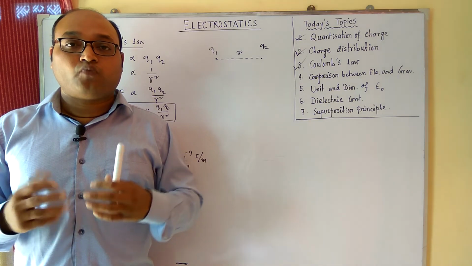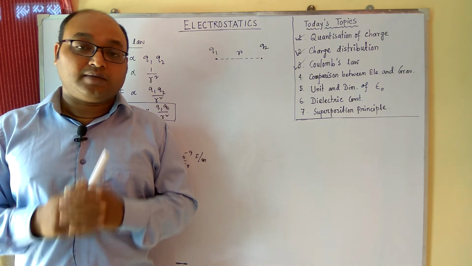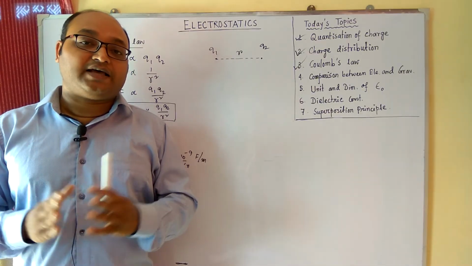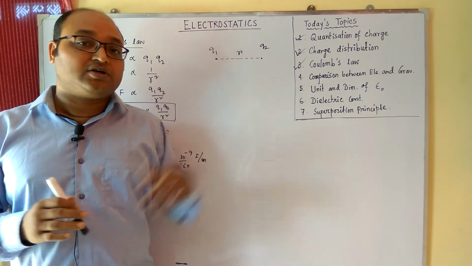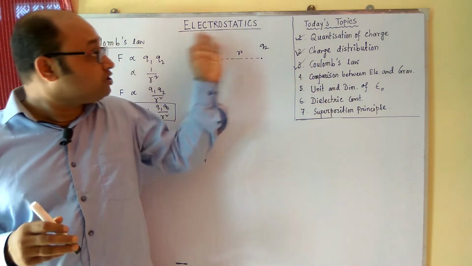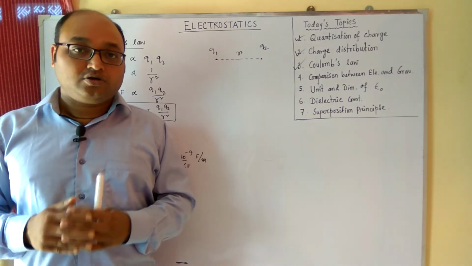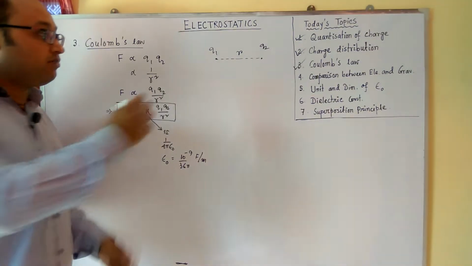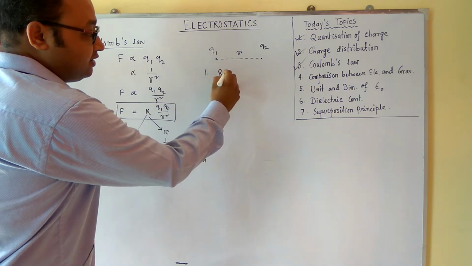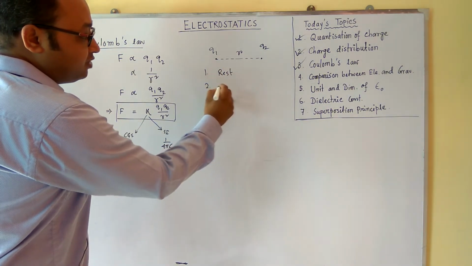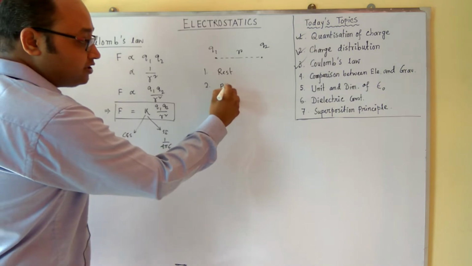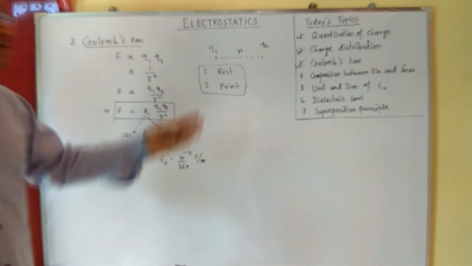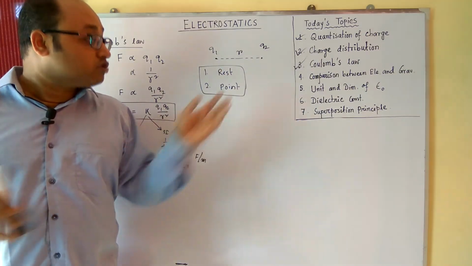Now two points have to be remembered about Coulomb's law. Number 1, the charges we are considering have to be at rest, otherwise Coulomb's law is not applicable, because we are talking about electrostatics. So the charges have to be in a static condition. And number 2, the charges have to be point charges. These two facts you have to remember about Coulomb's law, otherwise Coulomb's law is not applicable.